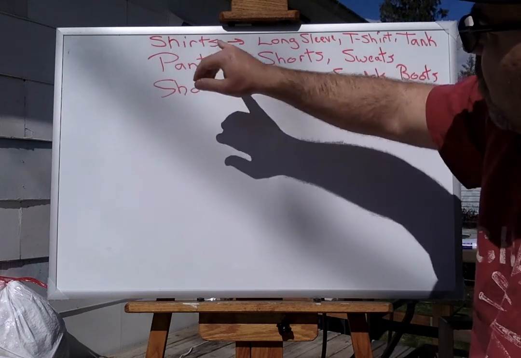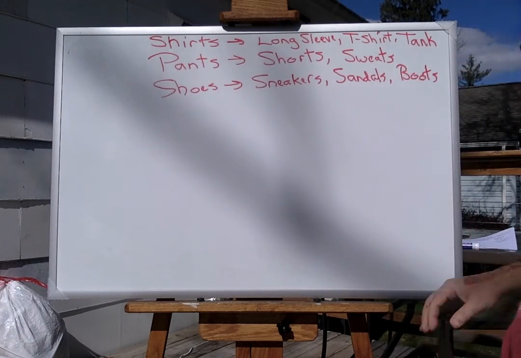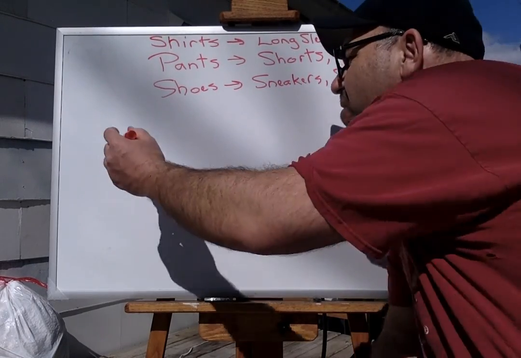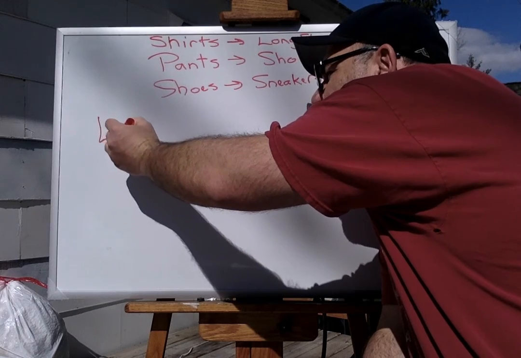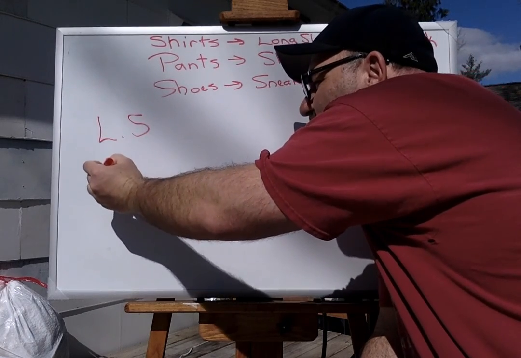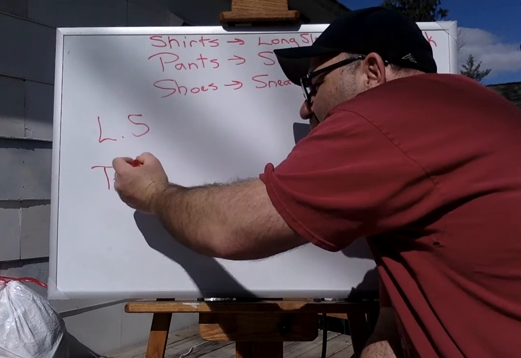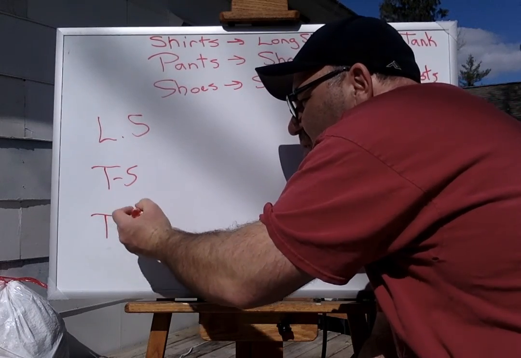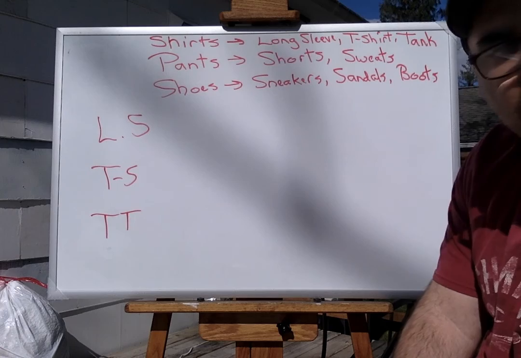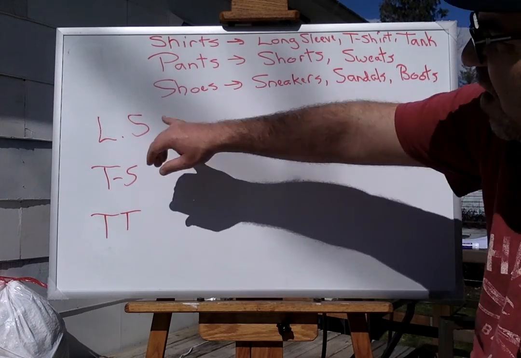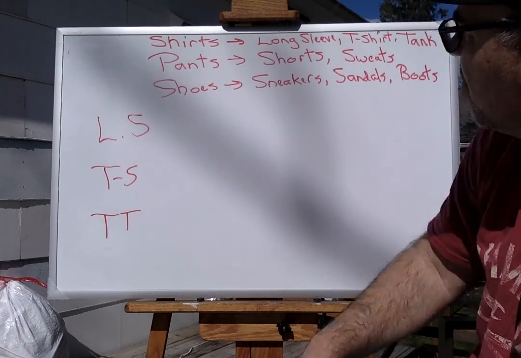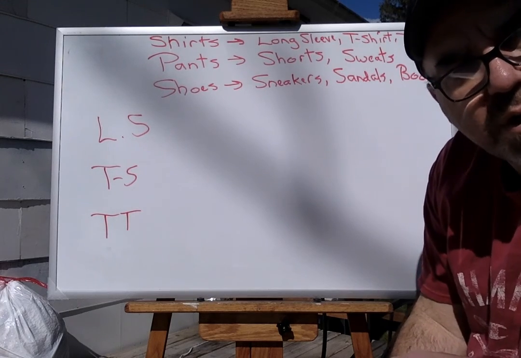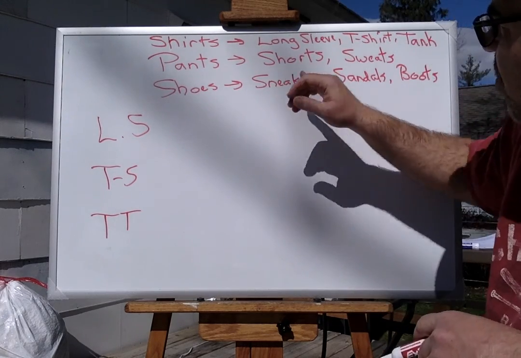But here's what we're going to do. First thing we're going to do is list our 3 choices for shirts, okay? So we have long sleeve, t-shirt, or tank top, okay? Now, with this long sleeve shirt, you can wear one of 2 things. You can wear either your shorts.